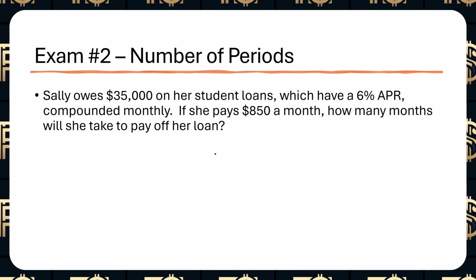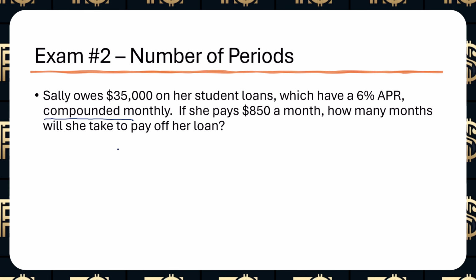All right, Sally owes $35,000 on her student loans, which have a 6% APR compounded monthly. If she pays $850 a month, how many months will it take to pay off her loan? The key here is to realize that we have a monthly payment and we have monthly compounding periods, so we need to make the proper adjustments in our calculation.